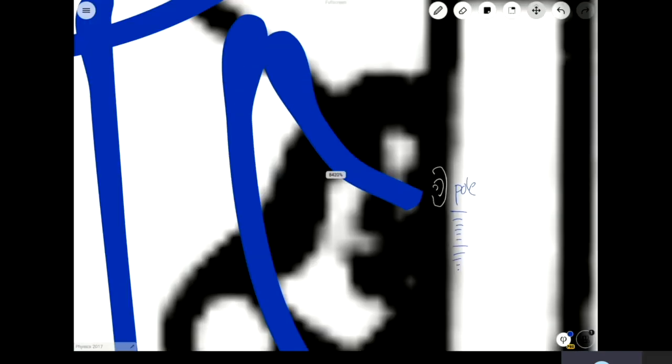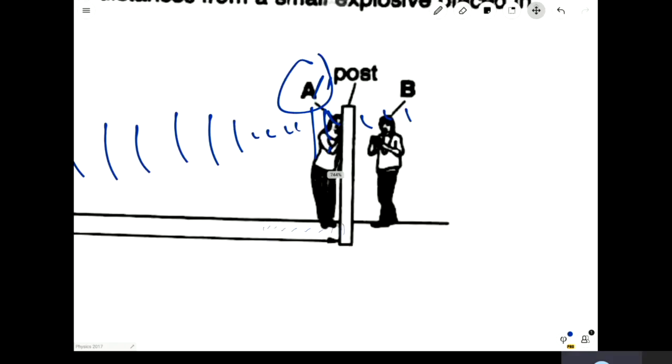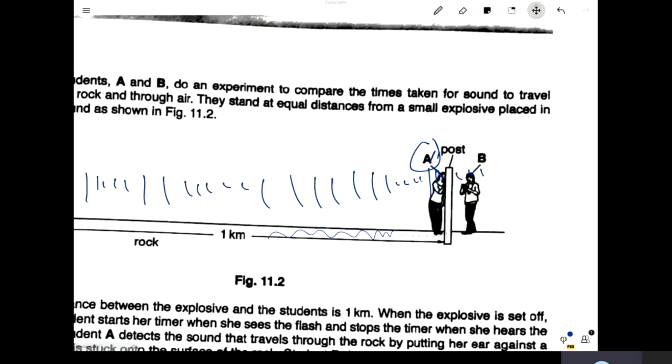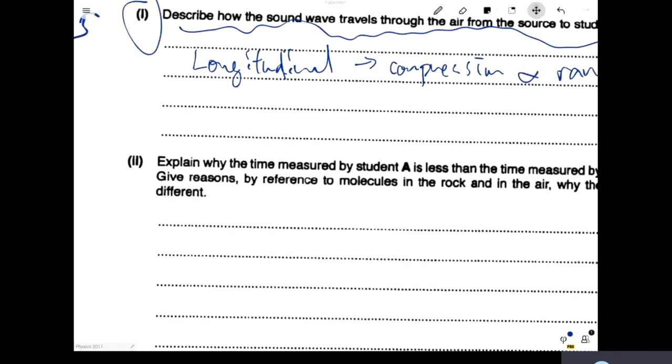Okay, so she's hearing the vibration from where? From the pole. So where does the vibration come from? From the ground. So who is going to hear it first? The question is asking, how come person A hears it first? Because sound travels faster through what? Solid. Very good. That's the gist of the thing, right?